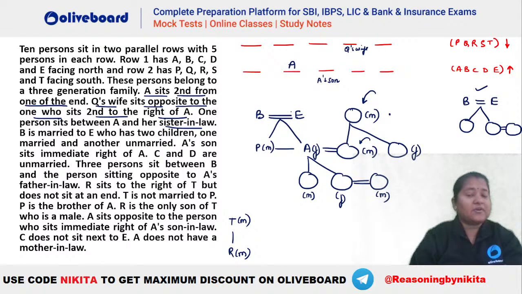Okay, so now you can see how many persons are we getting? 1, 2, 3, 4, 5, 6, 7, 8, 9, 10. So we have got all 10 persons here. Okay, I hope this is clear. So now we just need to draw whatever is remaining.